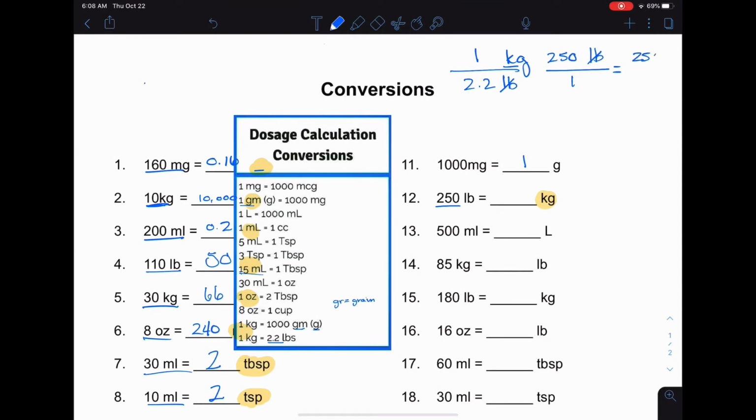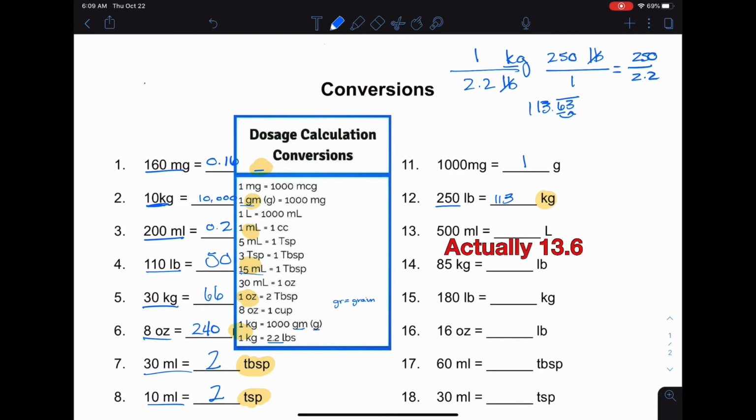250 divided by 2.2 is 113.6363 repeats. And we can round this to the nearest tenth. So it was 113.63, and then it repeated. If I'm going to round to the nearest tenth, this is our tenths place. I'm going to look next door. That's below 5, so I'm just going to keep the number the same. So it's going to be 113 kilograms.